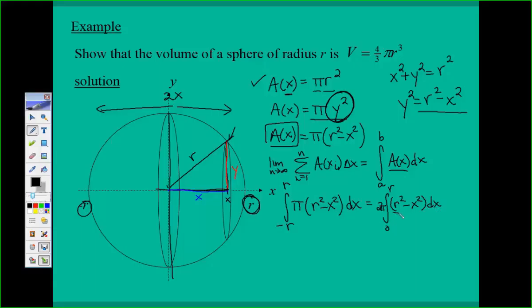And remember, little r is just a constant when we go to find the antiderivative. So now we'll find the antiderivative, which would be xr squared minus x cubed over 3. And we're evaluating this from 0 to r, times 2 pi. Now we're going to replace all the x's with r's, so we'd have r cubed minus r cubed over 3.